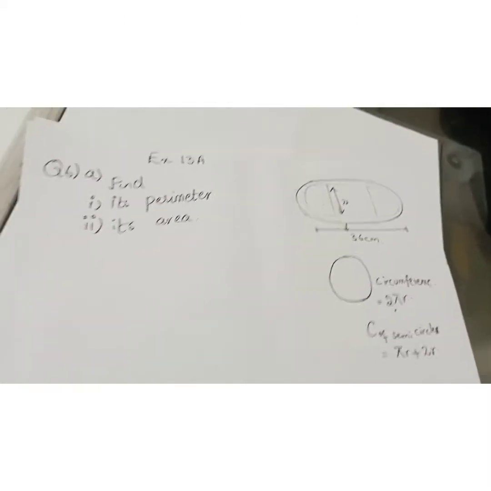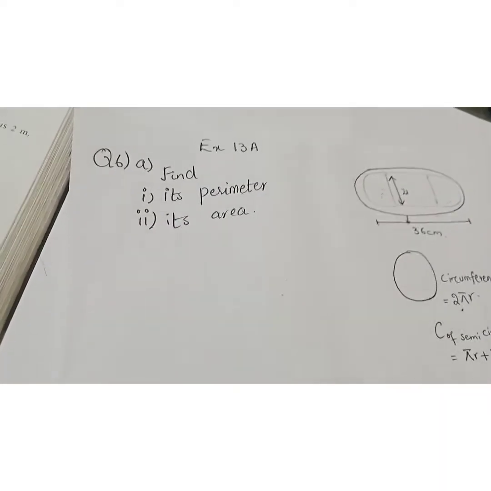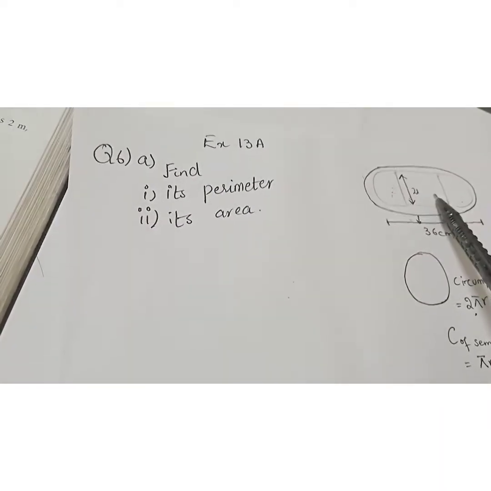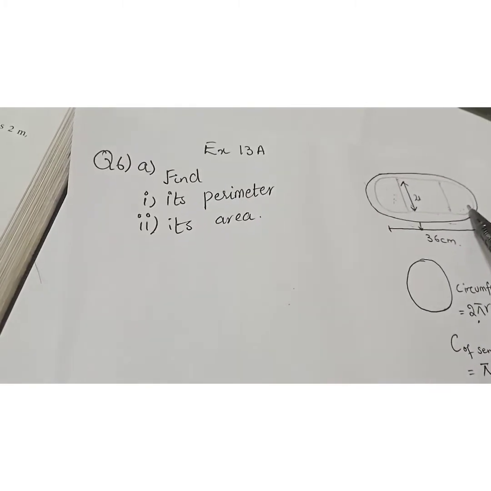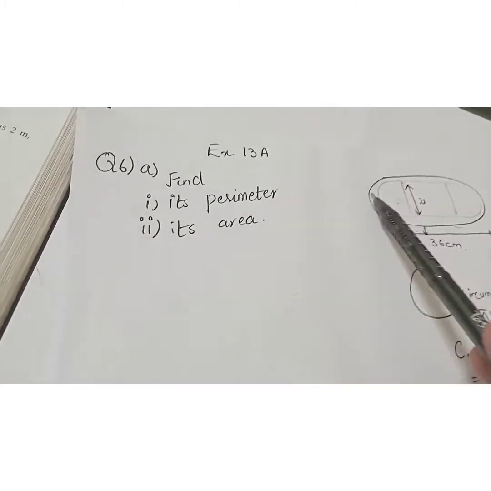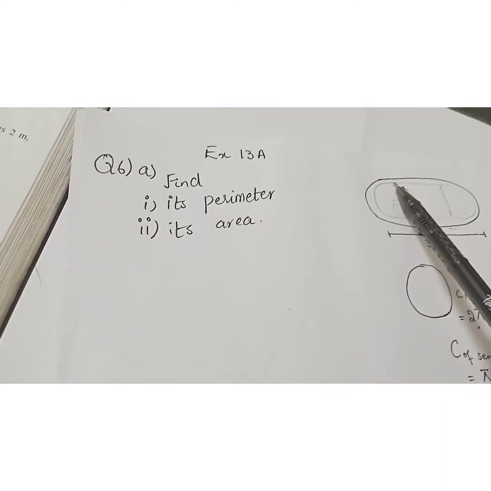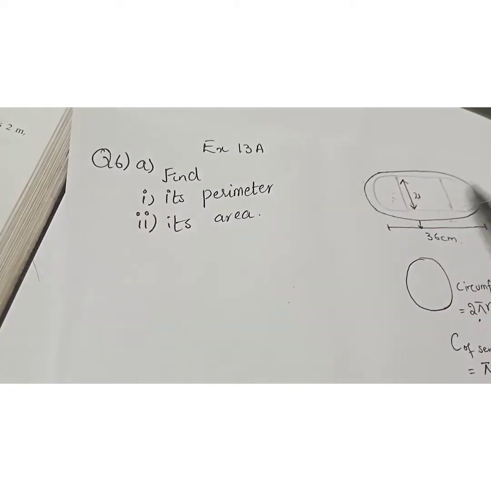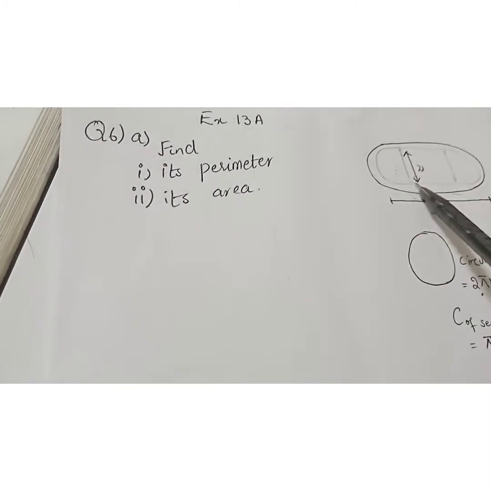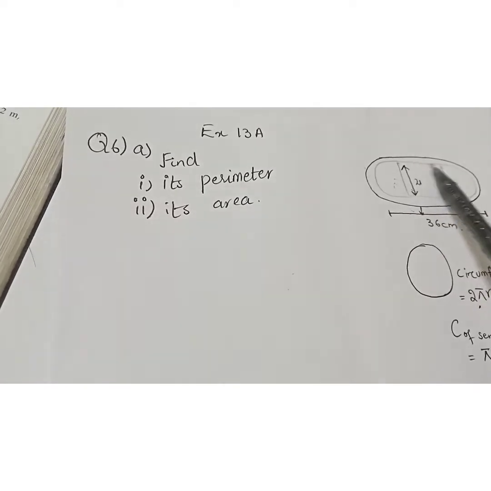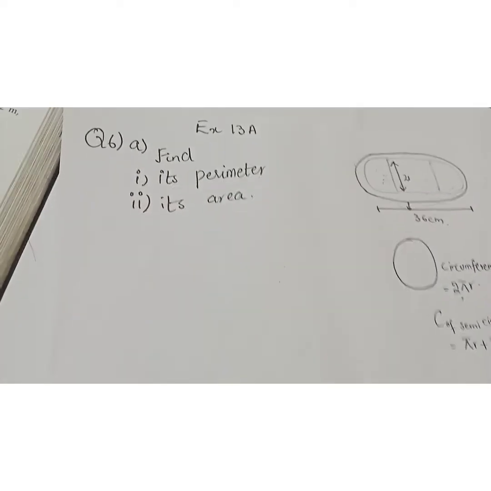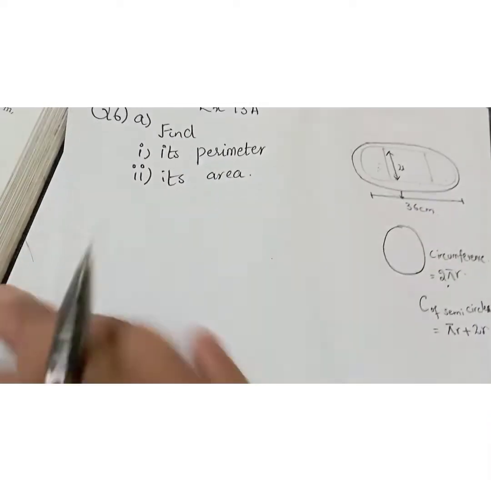Let's talk about its perimeter. The complete shape consists of three shapes. One is the inner rectangle. There are two semicircles. But if we take the outer boundary, it will consist of only the semicircle boundaries and the length of this side, the length of this side, that's it. So let's start making it.